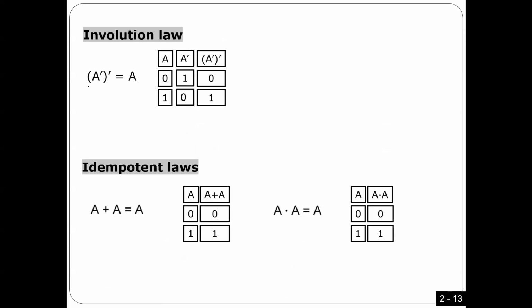Next one here: if you have A prime and then you take the prime again, the complement of the complement cancels, and you return to A again. And I give you here how I prove it. This is A, the two possible cases for A. And then here we have A prime, which I get from here by inverting, flipping the bits. And then I take the prime of A prime. So I'm going to flip it again, and I'm going to go back to A again.